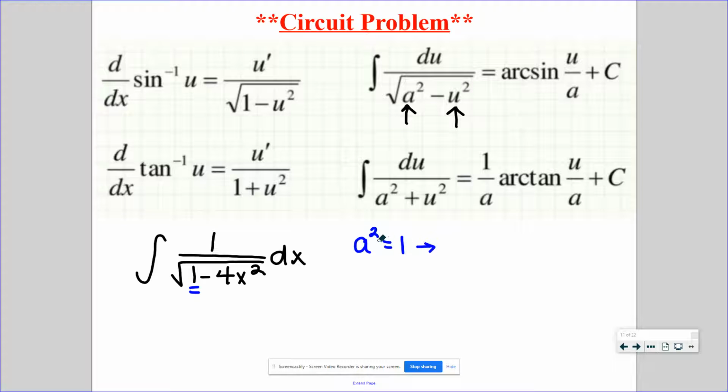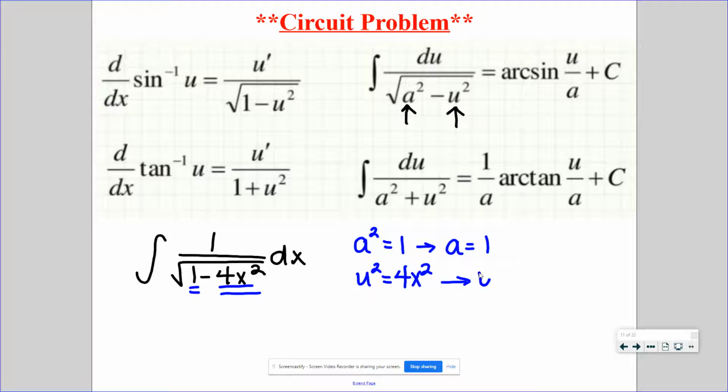You're also going to do one more thing with that, and you're going to square root both sides of that equation. So square rooting both sides would make this a, and then square root of 1 is still 1. Come back to that at the end. The second thing you're going to do is identify your u squared. So u squared would be all this stuff with the x. So u squared is equal to 4x squared.